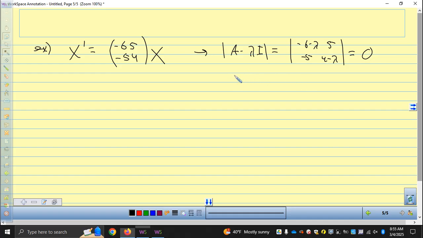So I'm going to write this out. I get negative 6 minus lambda times 4 minus lambda. I always write it out because I make mistakes. Plus 25 equals 0. When we multiply this out and simplify, I get lambda plus 1 squared equals 0. So lambda equals negative 1.